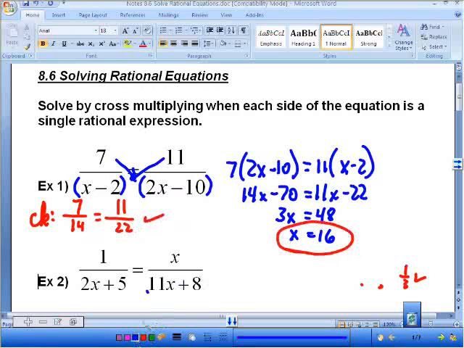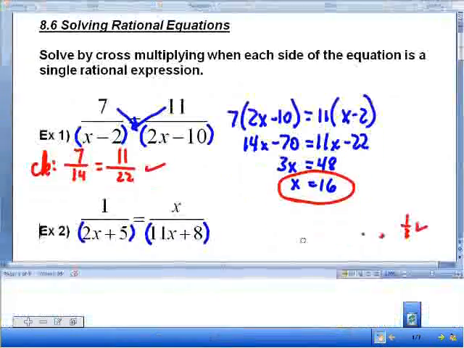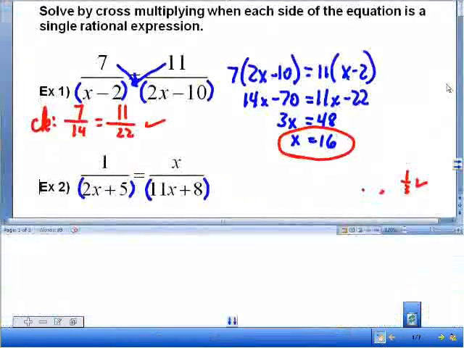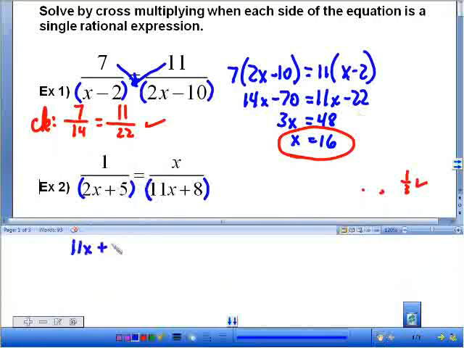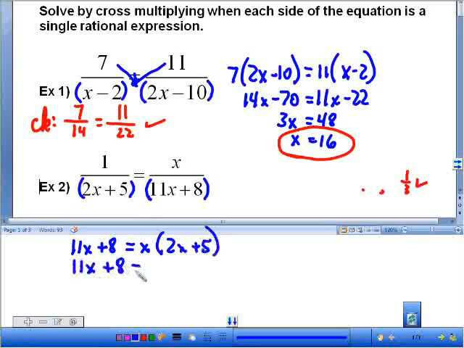In this next one, it comes out just a little bit differently, but we work it in the same way. Let's put parentheses around the binomials first, so we won't mess those up. And now we have 1 times (11x plus 8) on one side, and on the other side we have x times (2x plus 5). Go ahead and distribute that. So that's 11x plus 8 equals 2x squared plus 5x.